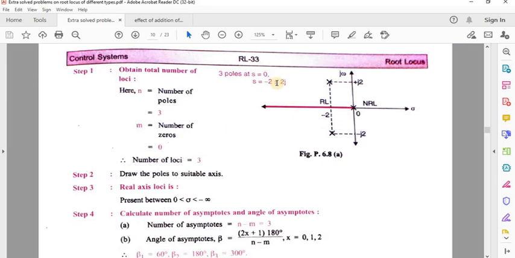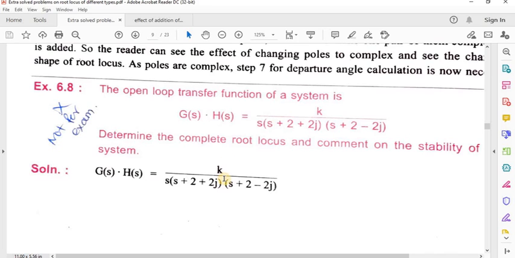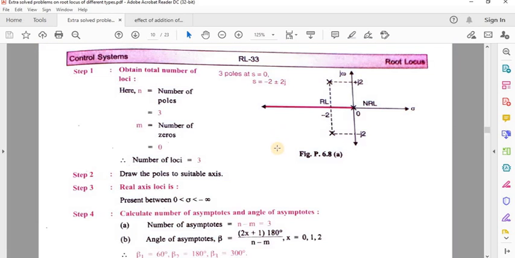So minus 2 and plus 2: this one is minus 2 plus 2j, this one is minus 2 minus 2j. This is the pole. This is minus 2 because it has been equated with respect to 0, so whenever it goes to the left-hand side, it becomes negative. Number of poles is 3, number of zeros is 0, so the number of loci will be 3.